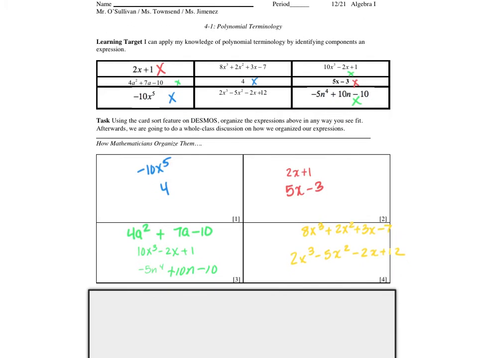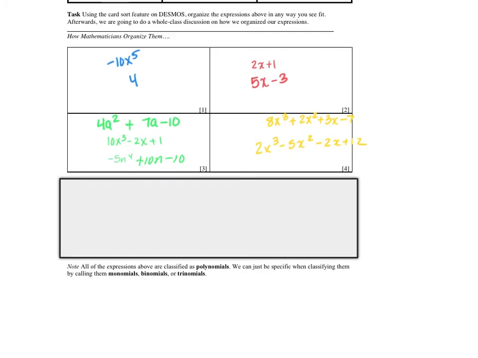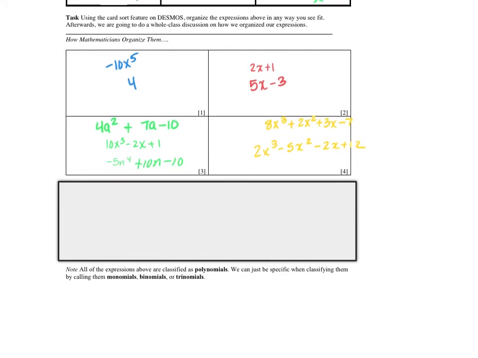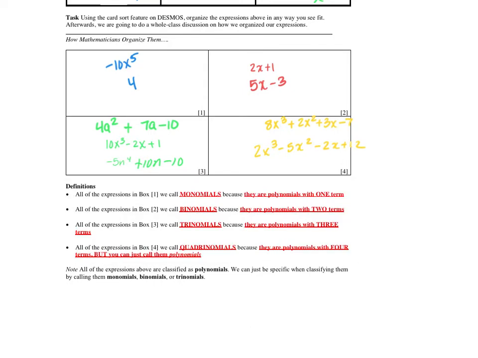They would then put the 4a squared plus 7a minus 10 with the 10x cubed minus 2x plus 1 and negative 5n to the fourth plus 10n minus 10. And then last but not least, they would put the 8x cubed plus 2x squared plus 3x minus 7 with the 2x cubed minus 5x squared minus 2x plus 12. Now, here's why the mathematicians would organize them that way. Here are some definitions that you need to make sure you know by heart, because we're going to be using these terms repeatedly throughout this unit.